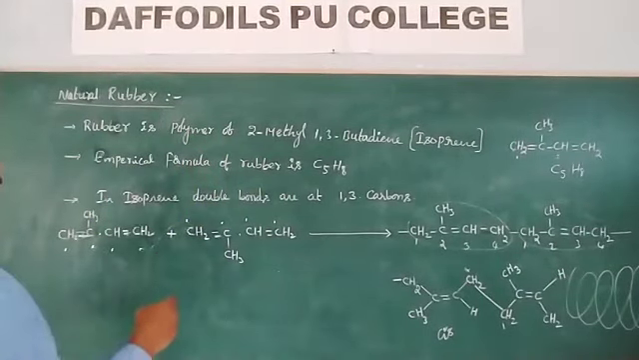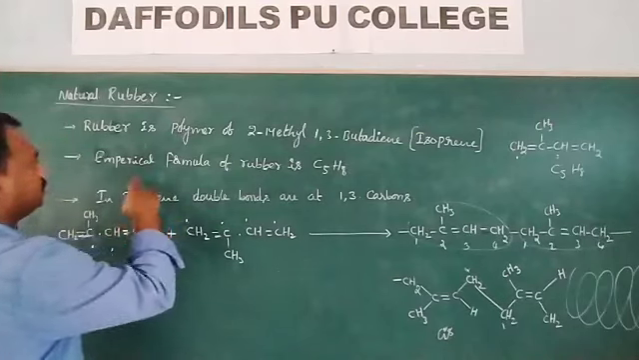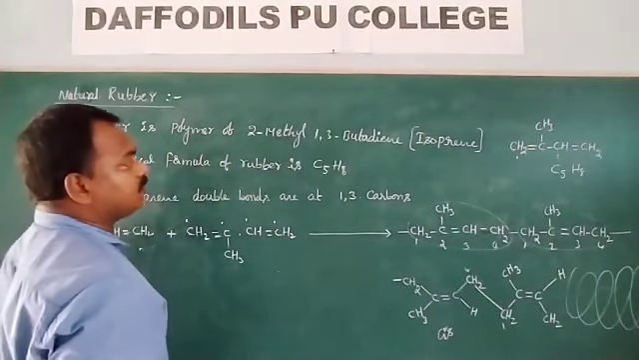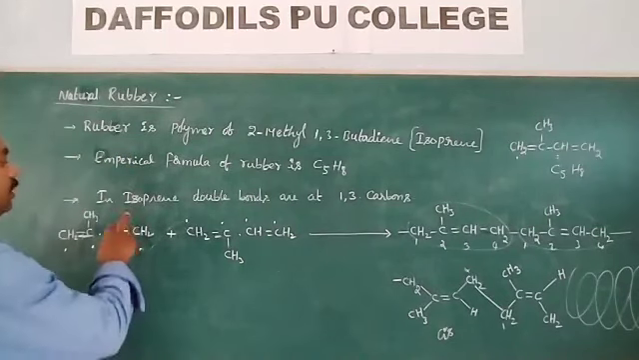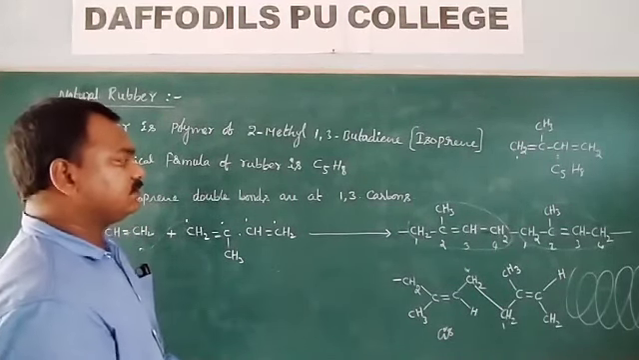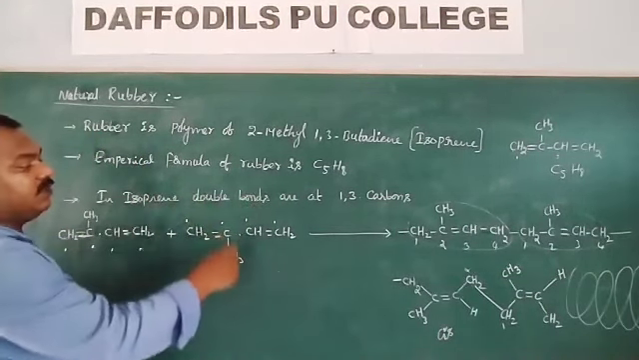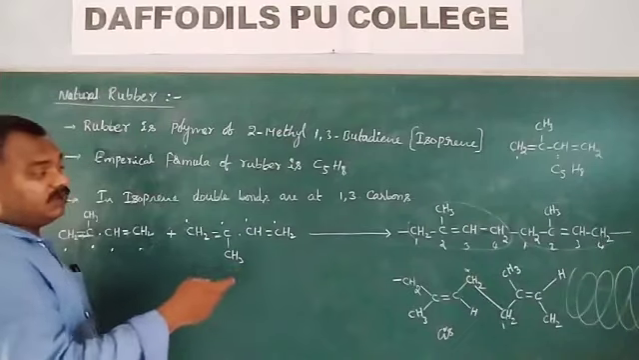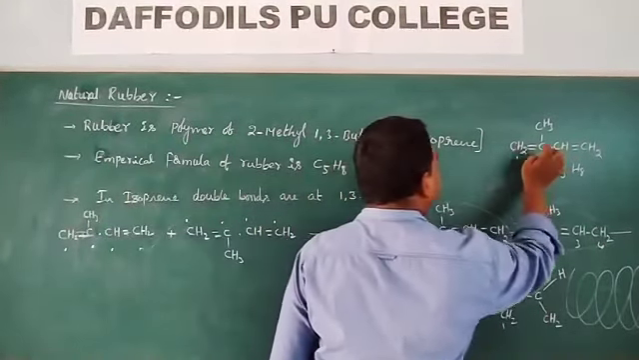I will tell you once again. The empirical formula of rubber is C5H8. Rubber contains which units? 2-methyl-1,3 isoprene units. In rubber, these isoprene units contain the double bonds at 1 and 3 carbon atoms.